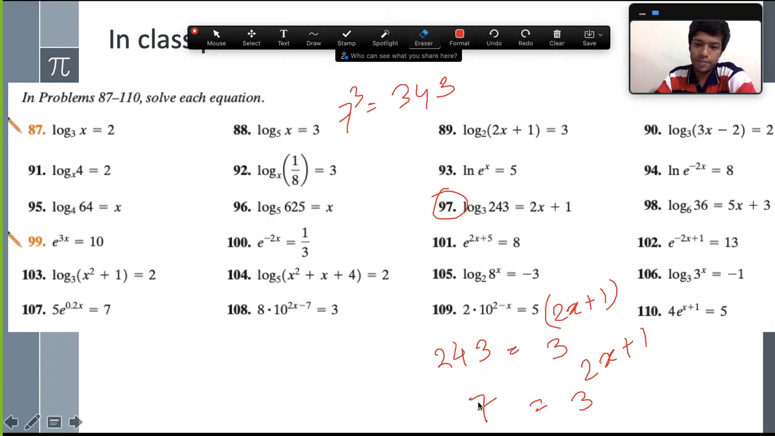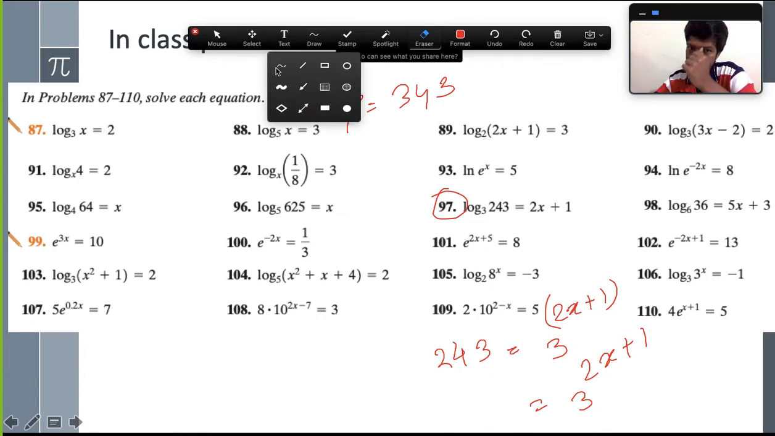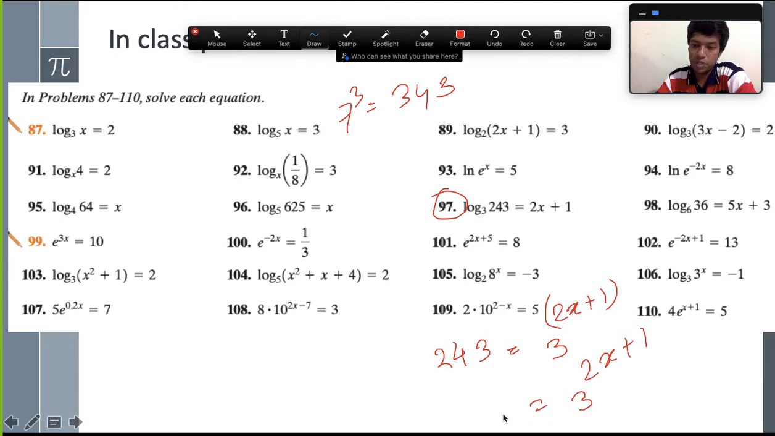So let's bring the eraser and erase it, and let's write it here because we have to make the base the same. Base means 3. Here base must be 3. So first of all, 3 into 3 equals 9. 3 to the power 4, 3 to the power 5. So it looks like 3 to the power 5 equals 243. Let's do the calculation again. 3 to the power 3 is 27, 4, 5. Yeah.